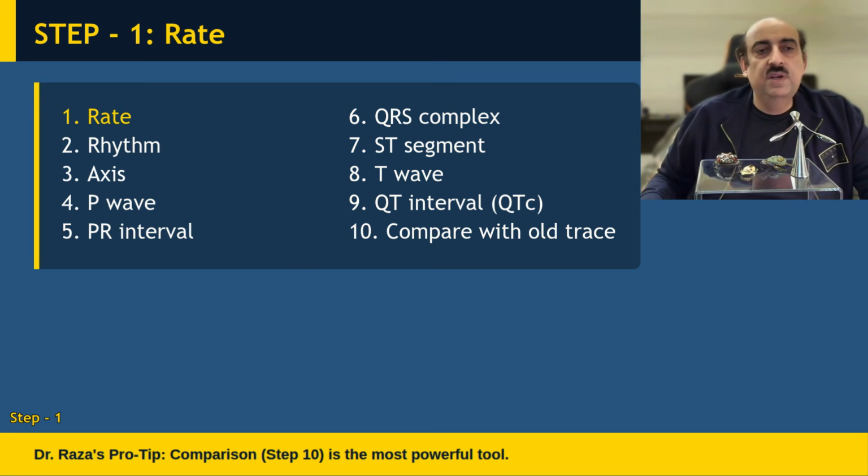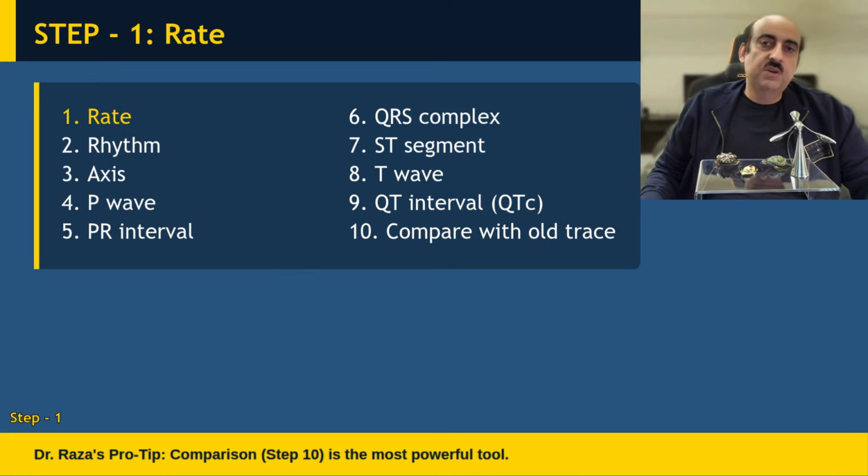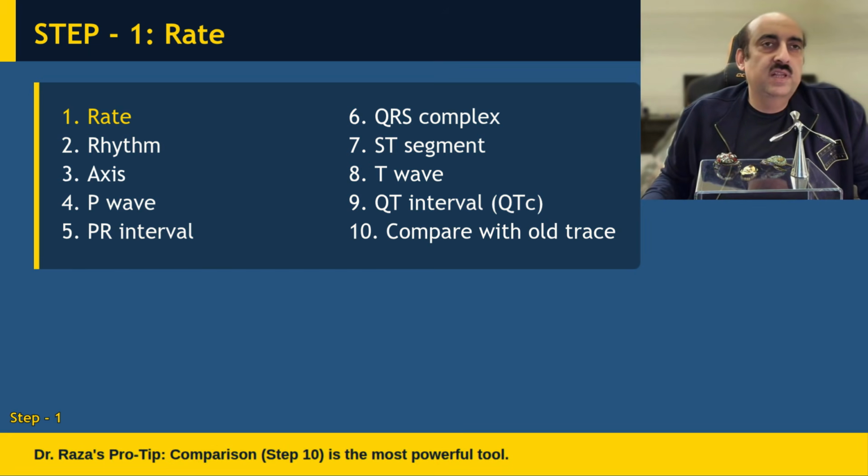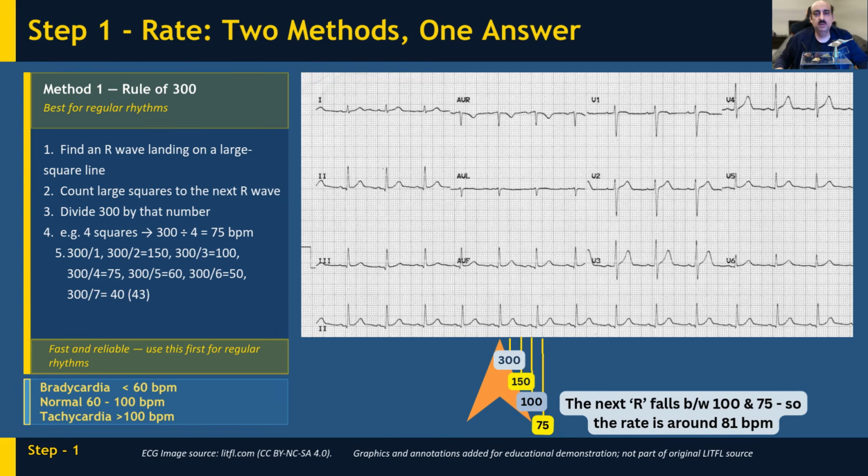Step number 1, calculating the rate on an ECG. Predominantly we are talking about the electrical equivalent of the resting heart rate or resting heartbeat per minute. So this usually reflects the ventricular rate or the R rate. So we will look at the next slide on how to calculate the rate on an ECG.